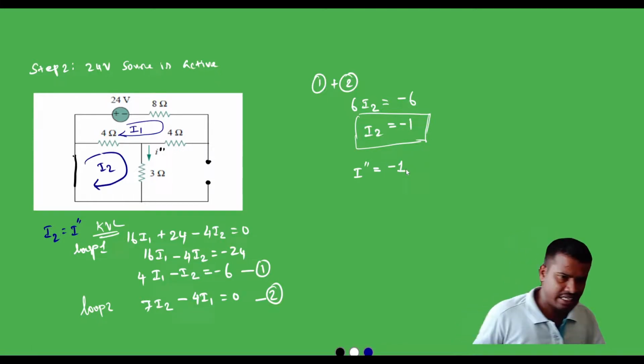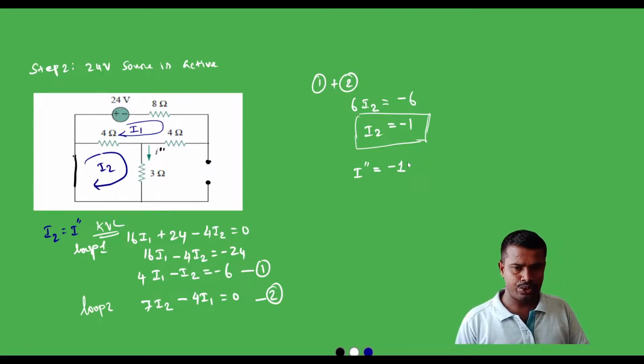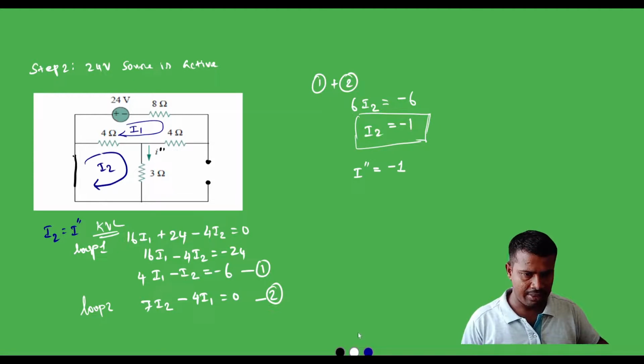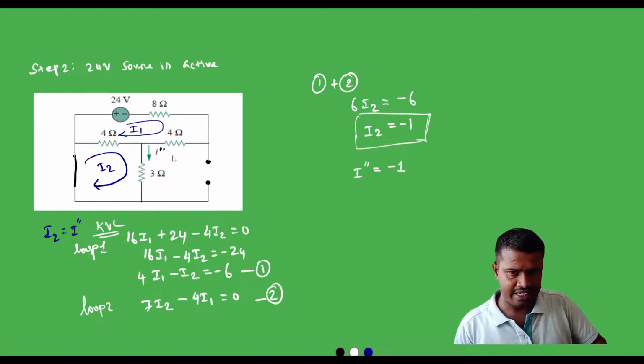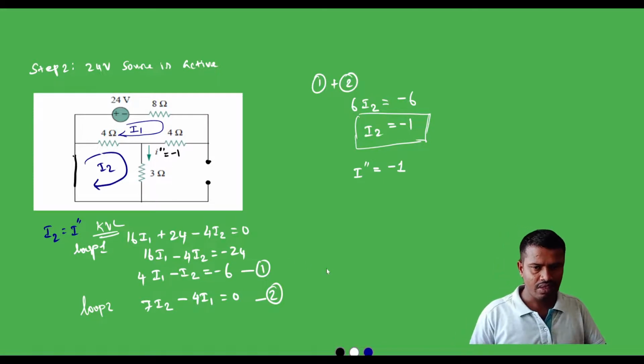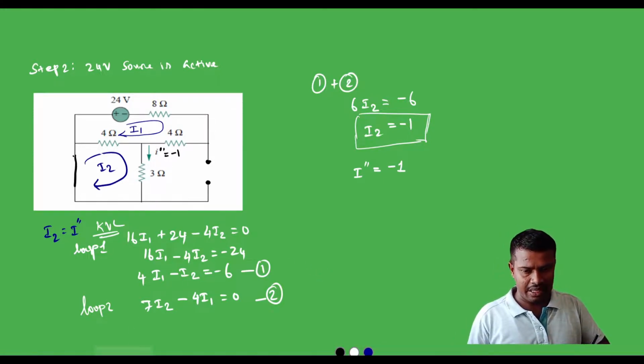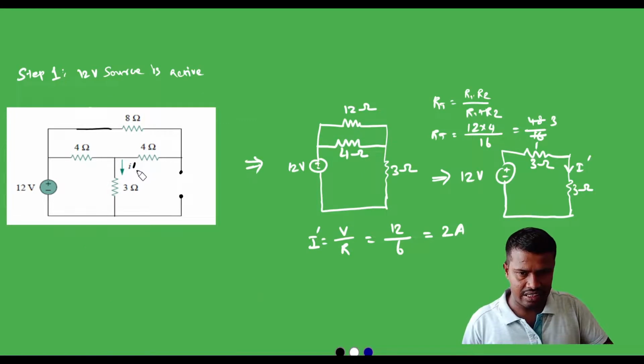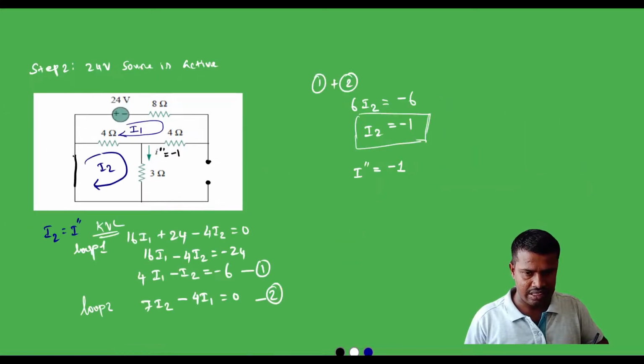Fine. Next we will proceed to step 3. We will write it here, I double prime is equal to negative 1. In the same manner we can write here, I prime is equal to 2 amps when the 12 volt source is active.